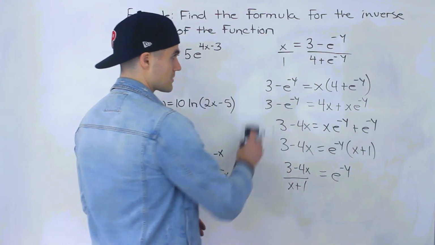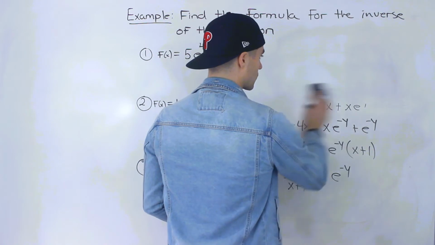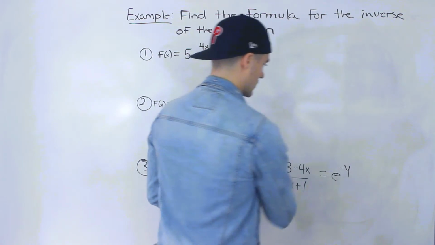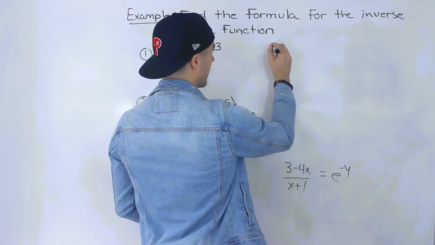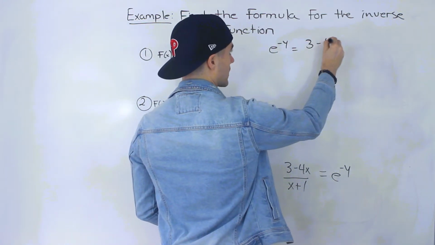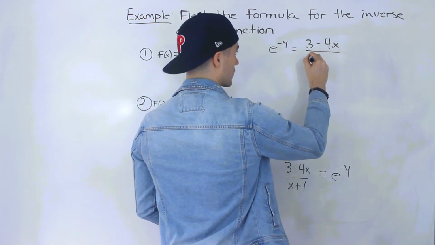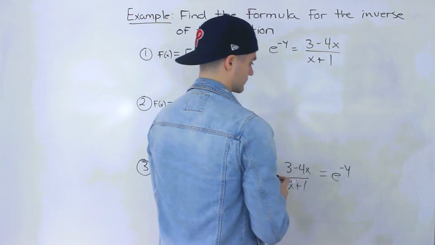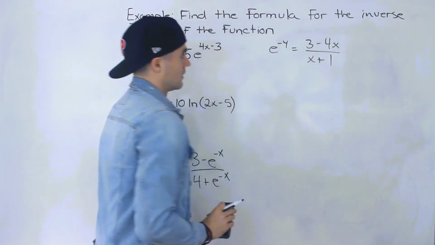So what I'm going to do is erase this, give myself some more room, and then write out what I have here. I'm going to put the e to the negative y on the left side. So 3 minus 4x over x plus 1.